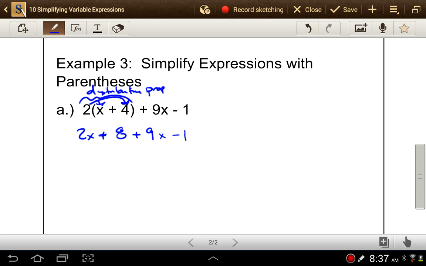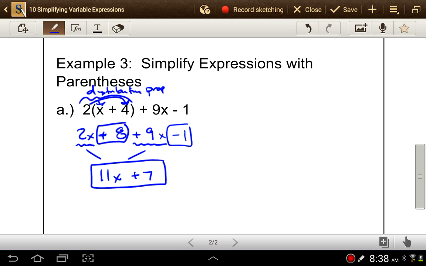Okay, so the distributive property first, then I just have the plus 9x minus 1. Now I have a problem like I just did. I have 2 x's, add 9 more. 2 plus 9 is 11. I now have 11 x's. I have 8, and then I subtract 1. 8 minus 1 is 7, so it's plus 7, so I get 11x plus 7, and that is how I get my answer.